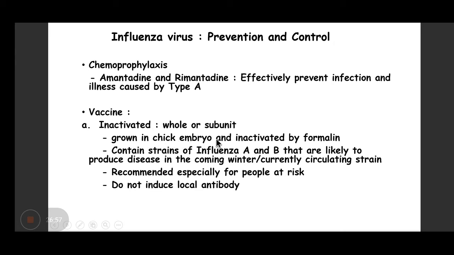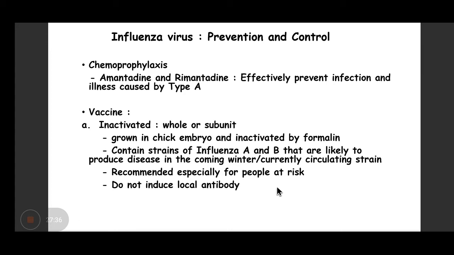Inactivated vaccine: the viruses are grown in chick embryo and inactivated by formalin. And for the strain that we give for influenza vaccination, we give multiple strains, 2 or 3 strains. One is the strain which is causing the present outbreak, or which is causing infection at present, and another strain which we are expecting to cause infection in the future, in the next year. So like that, we add multiple strains of influenza virus in the vaccine, so that multiple strains of influenza can be covered.